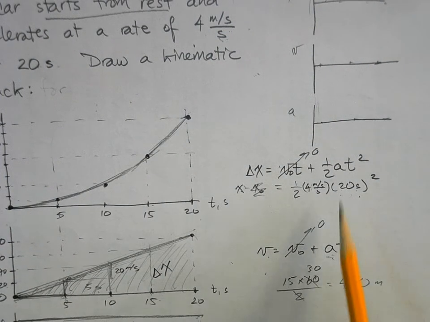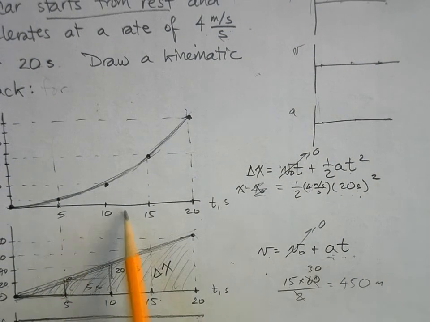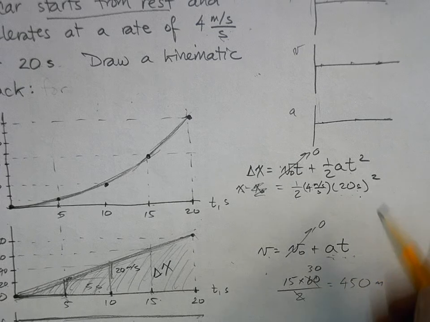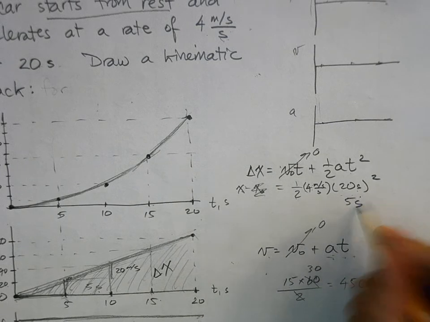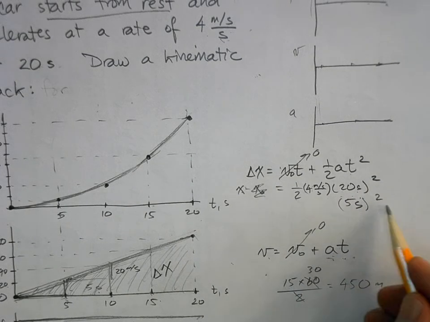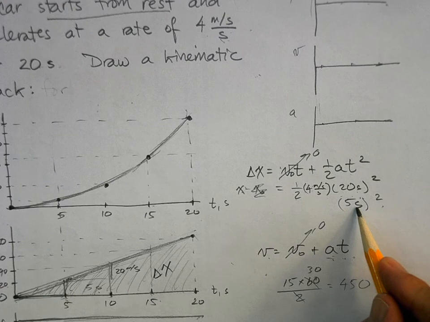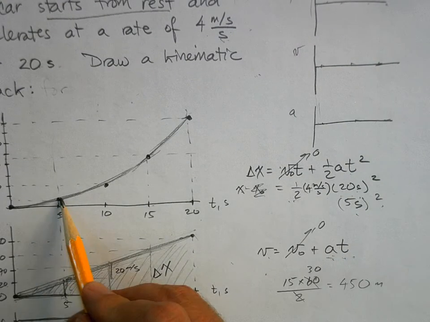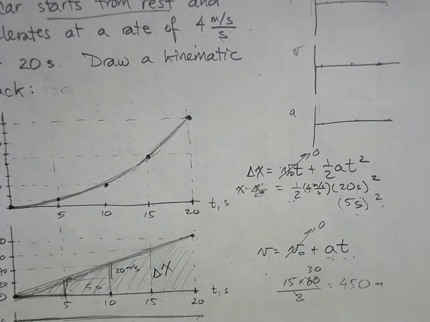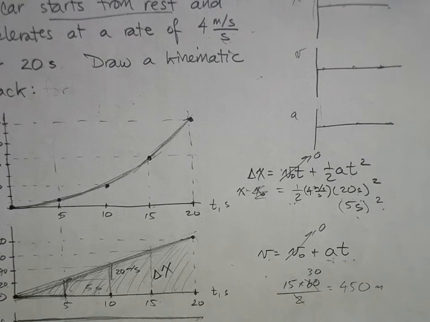You can plug in any value for time you want. Well, let's put in 5 seconds. What's 5 seconds squared? 25. What's 25 times 2? It's 50. It's just what we got with the area. So you can do it either way. Isn't that awesome? Well, I think it is. But I'm weird. Zoom out.